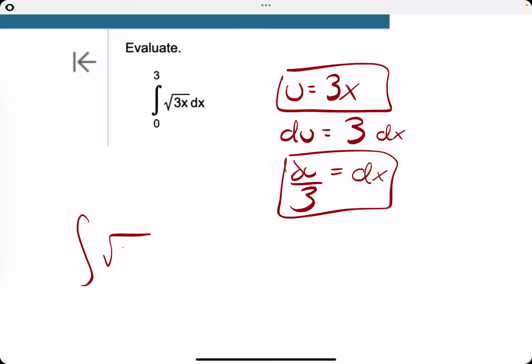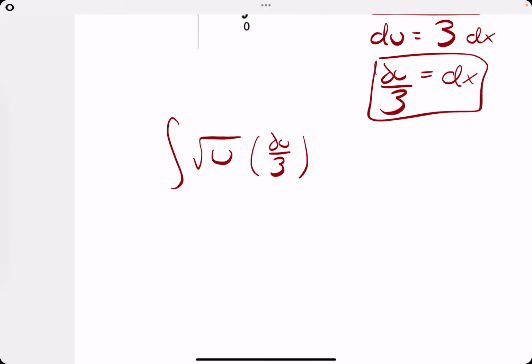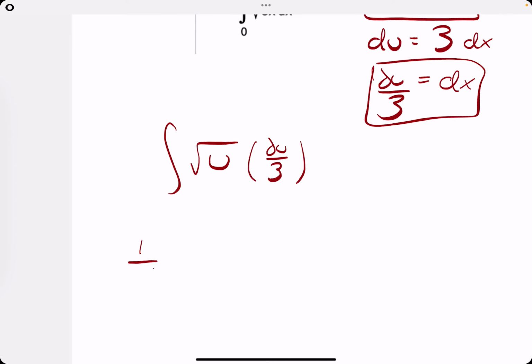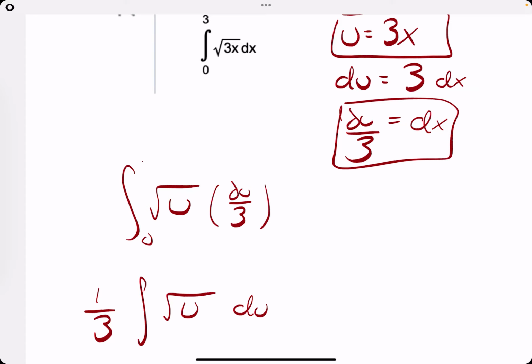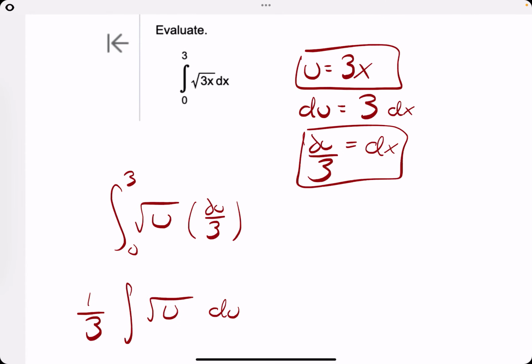And we'll have square root of u, and in place of dx, we have du over 3. And then we can pull the 1/3 out and just have the integral of square root of u du. Now, if you're wondering about the bounds, you could leave them as 0 to 3. The maybe disagreement people might have with that is these are x values, and you should have the integral all in terms of u. So it's a preference thing, really, at this point. You could leave it in terms of x.